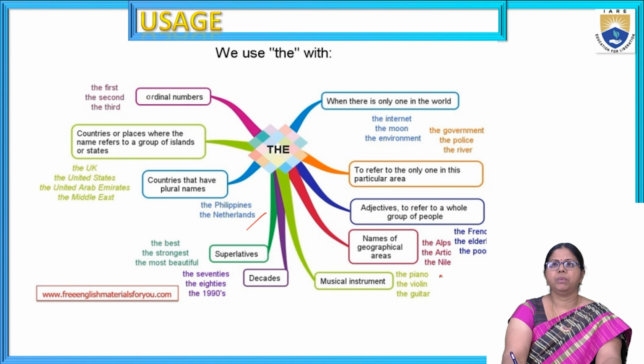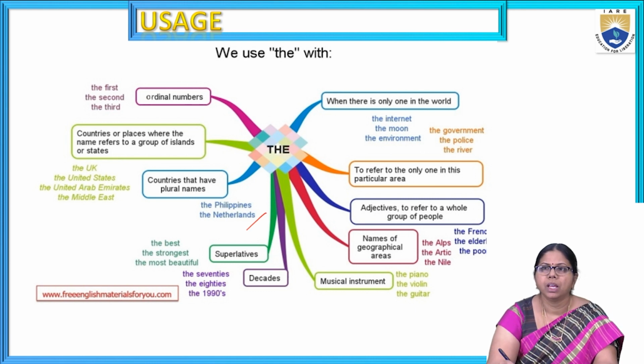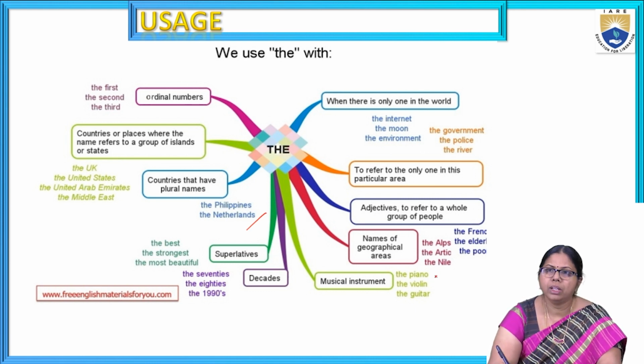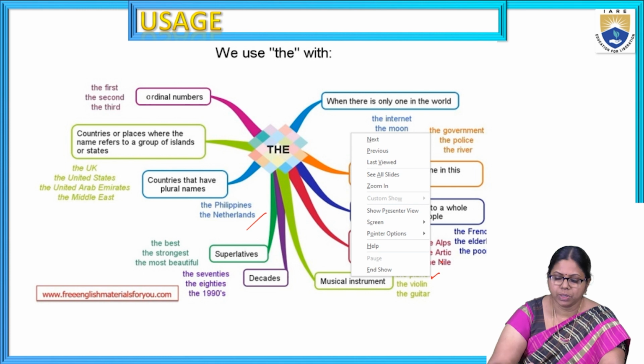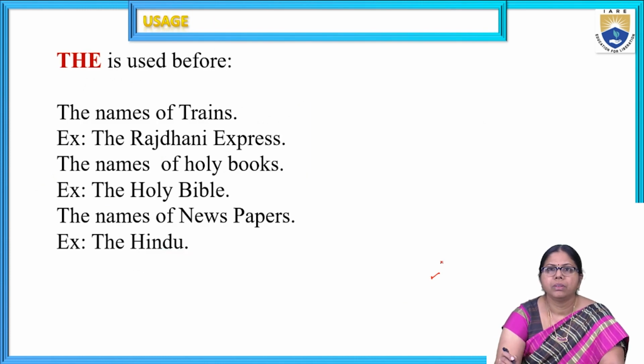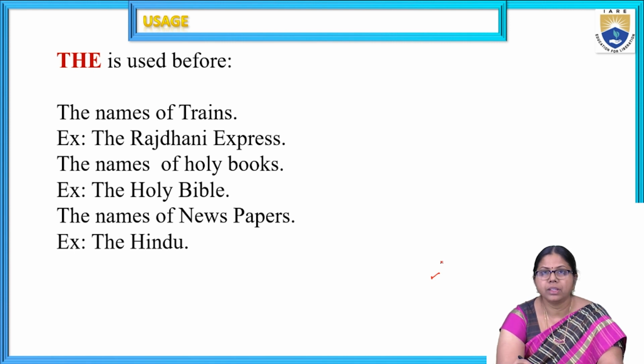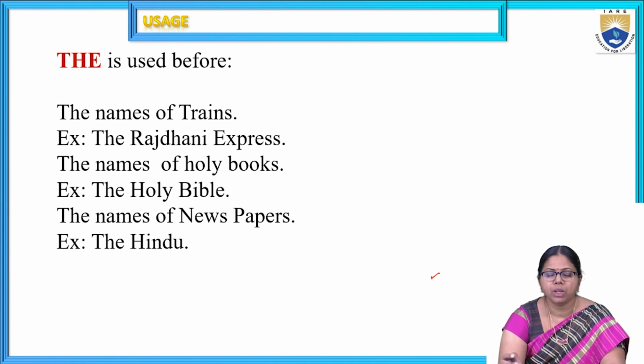We also use the before musical instruments, like the piano, the violin, the guitar. So we use the before the names of musical instruments. Next, we use the before the names of trains, for example, the Rajdhani Express, the Venkatadri Express, names of trains which are specific. We don't have trains which have the same name. So we use the before the names of trains.